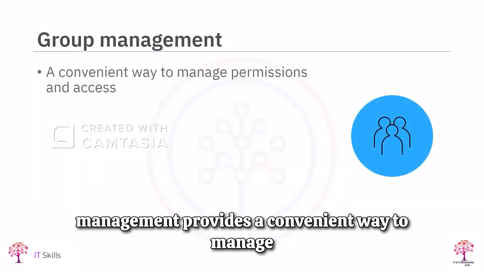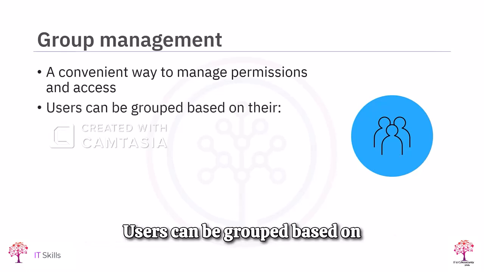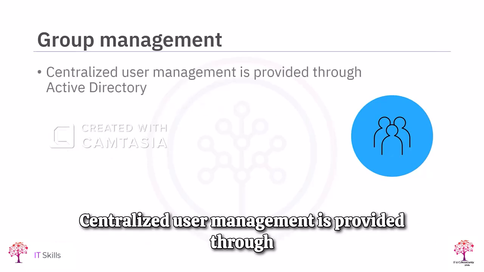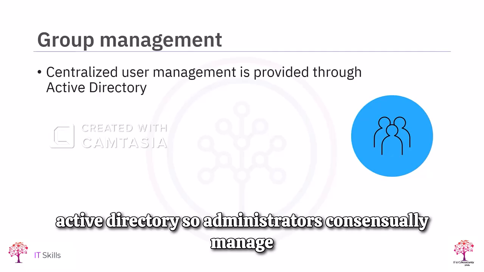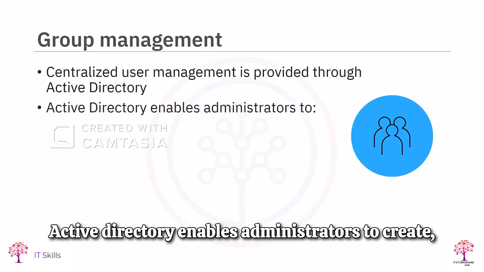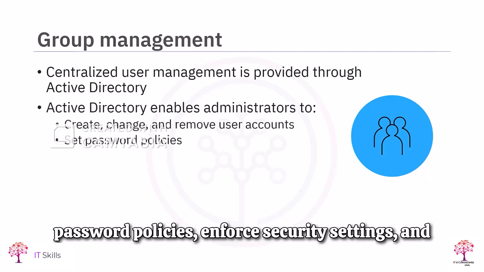Group management provides a convenient way to manage permissions and access control in Windows. Users can be grouped based on their roles, departments, or access requirements. Centralized user management is provided through Active Directory, so administrators can centrally manage user accounts and groups. Active Directory enables administrators to create, change, and remove user accounts, set password policies, enforce security settings, and control access to network resources.